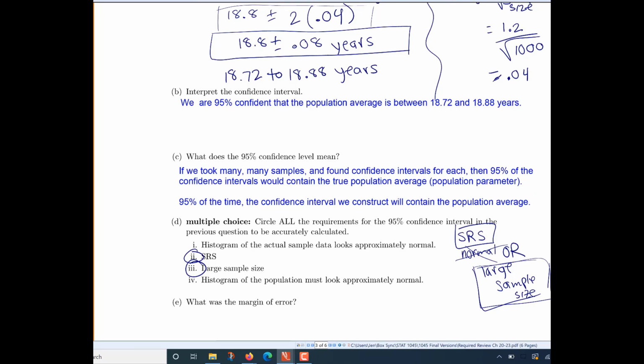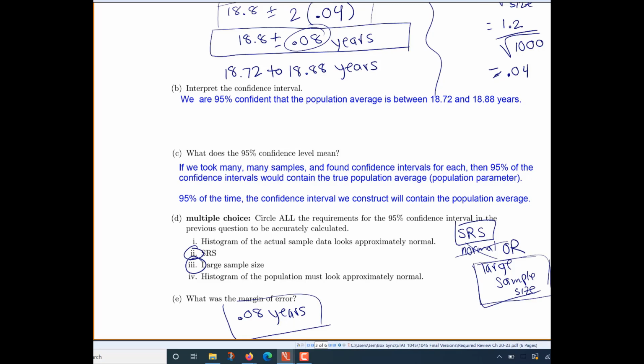And finally, what was the margin of error? Remember, the margin of error is always that part that you add or subtract. So in this case, it's 0.08 years. Again, the part that you add and subtract is called your margin of error.